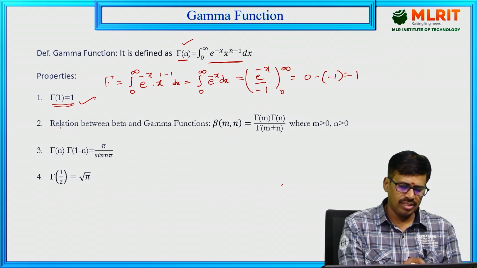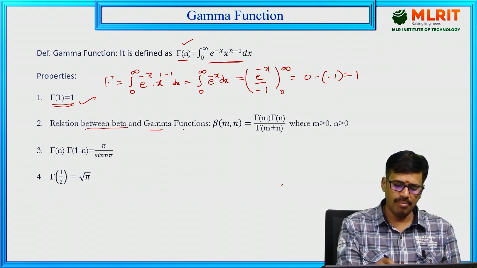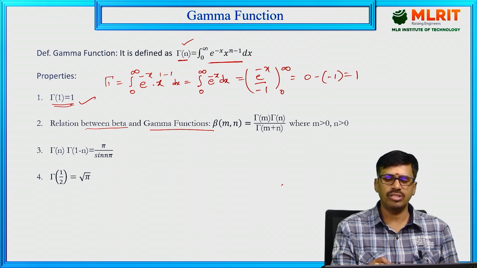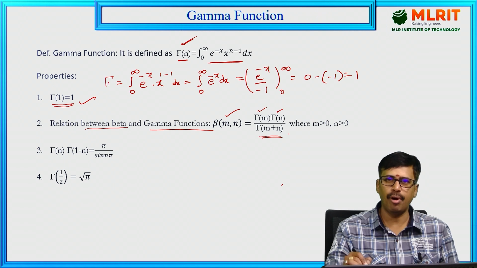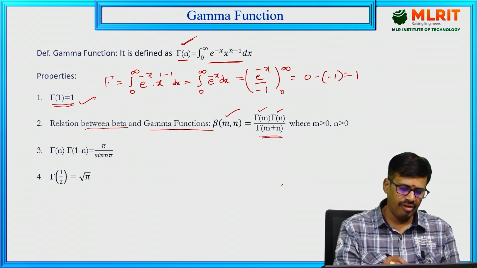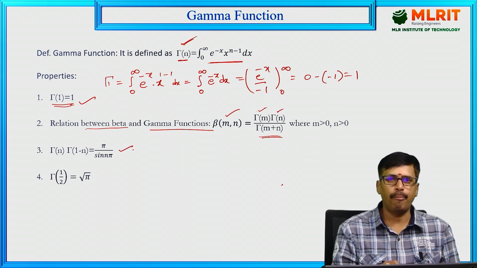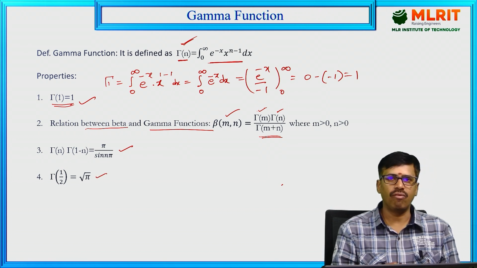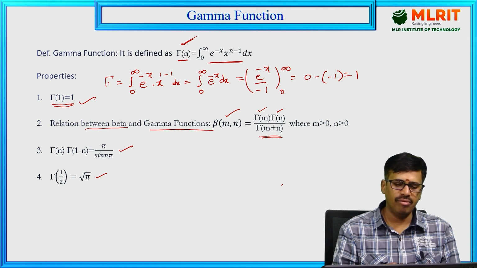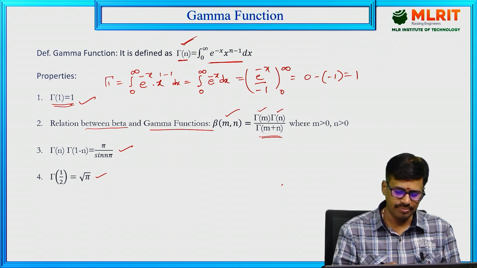Next, the relation between the beta and gamma functions. In the last lecture we saw the beta function, beta of m comma n, and the gamma function, gamma of n. The relation between these two is beta of m comma n equals gamma m into gamma n by gamma of m plus n. And we have one more property: gamma n into gamma of 1 minus n equals pi by sine n pi. The next result is gamma of 1 by 2 equals root pi. These are a few important properties of the gamma function.